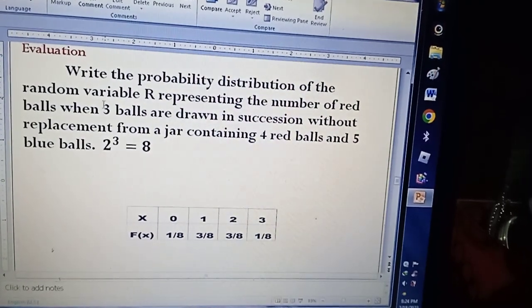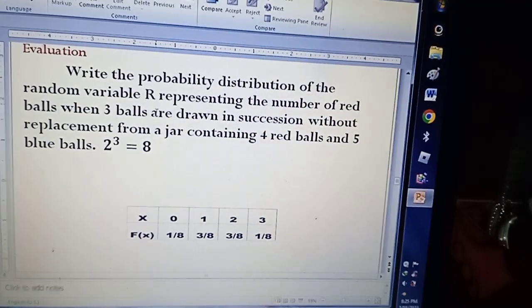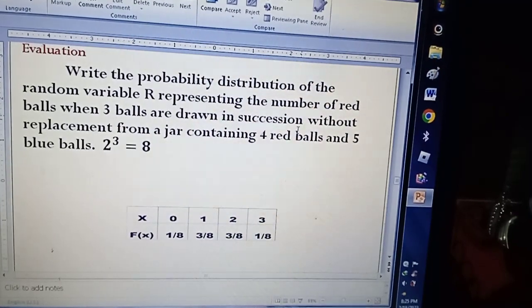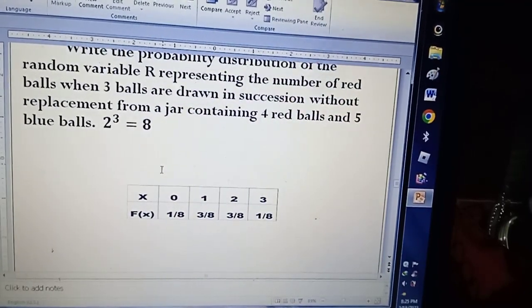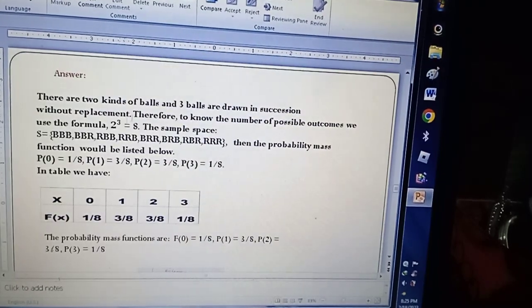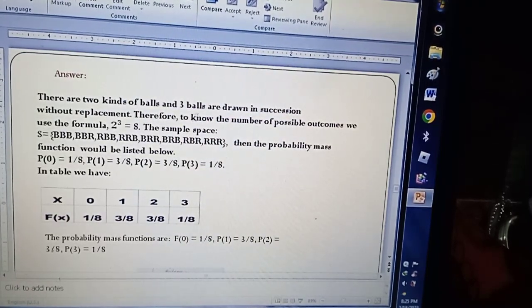And we're going to draw 3 balls in succession. So, that is our exponent. 2 to the third power equals 8. So, that is the formula. So, we get the number of possible outcomes as 8. Okay. So, there are 2 kinds of balls, and 3 balls are drawn in succession without replacement. Therefore, to know the number of possible outcomes, we use the formula 2 raised to 3 equals 8.